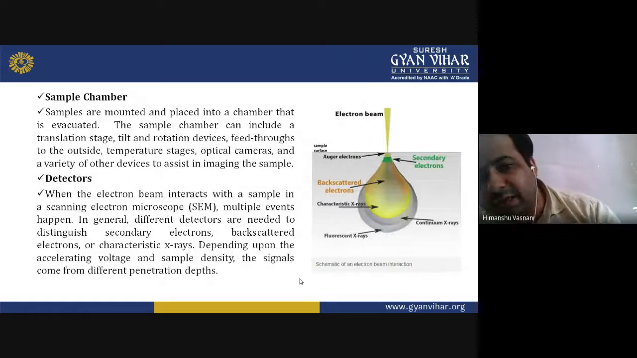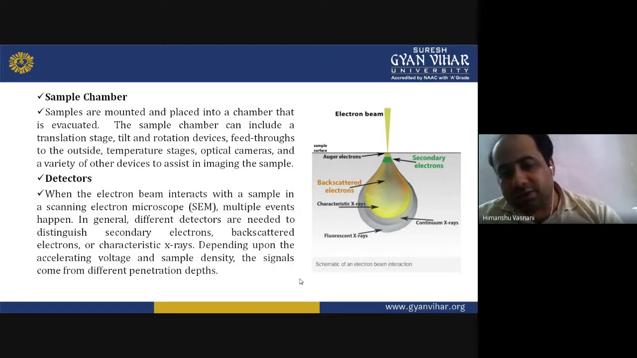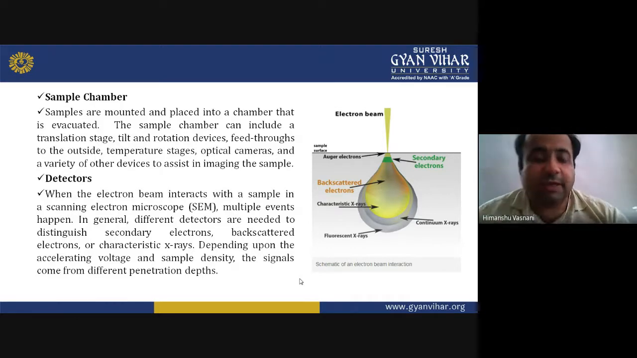The samples are mounted and placed in a chamber that is evacuated. The sample chamber can include a translational stage, tilt and rotating devices, feedthroughs to the outside, temperature stages, optical cameras, and a variety of devices to assist in imaging the sample.